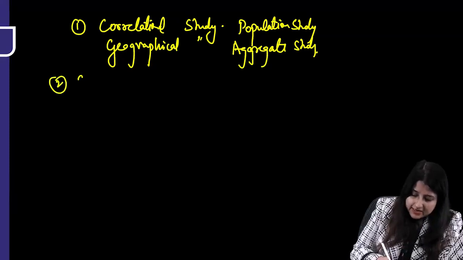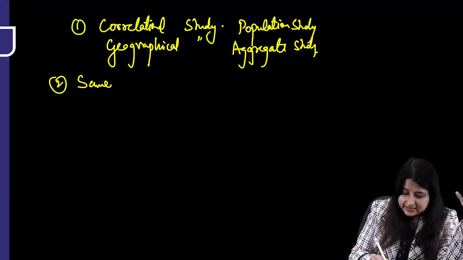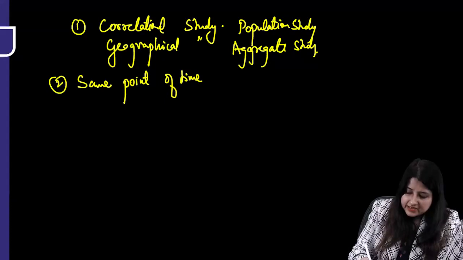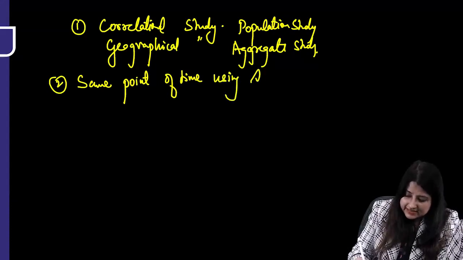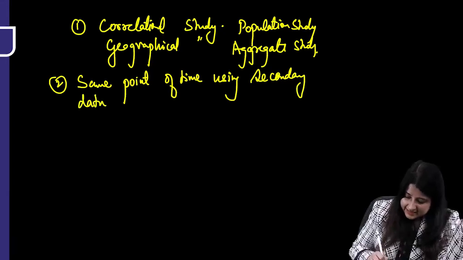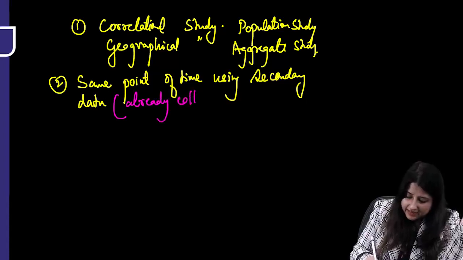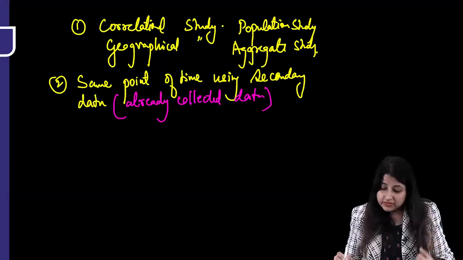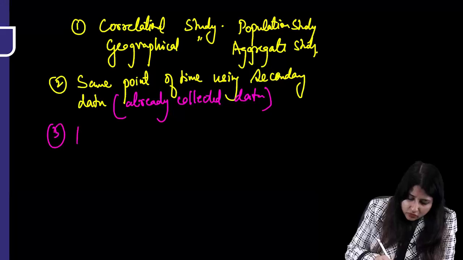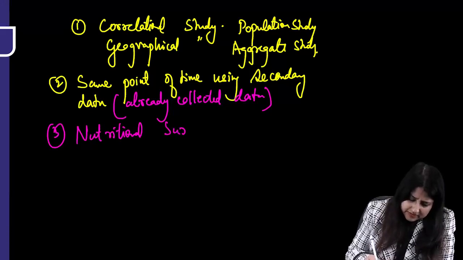Number 2, it is just like a cross-sectional study. It is done at the same point of time. But using which data? Using secondary data, not primary data. Secondary data means already collected data. We are relying on already collected data, so it's using secondary data. Mostly it is of use in nutritional surveys. It's very well of use in nutritional surveys.